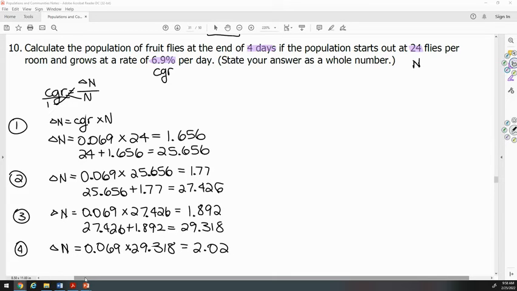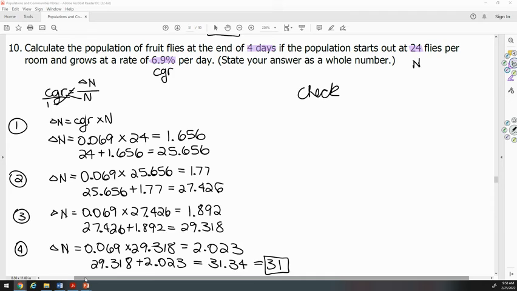is 2.023 flies. We're going to add that number to our number at the beginning of day 4 to find our total number of flies, which is 31.34. We need to state our answer as a whole number, so it is 31 flies.